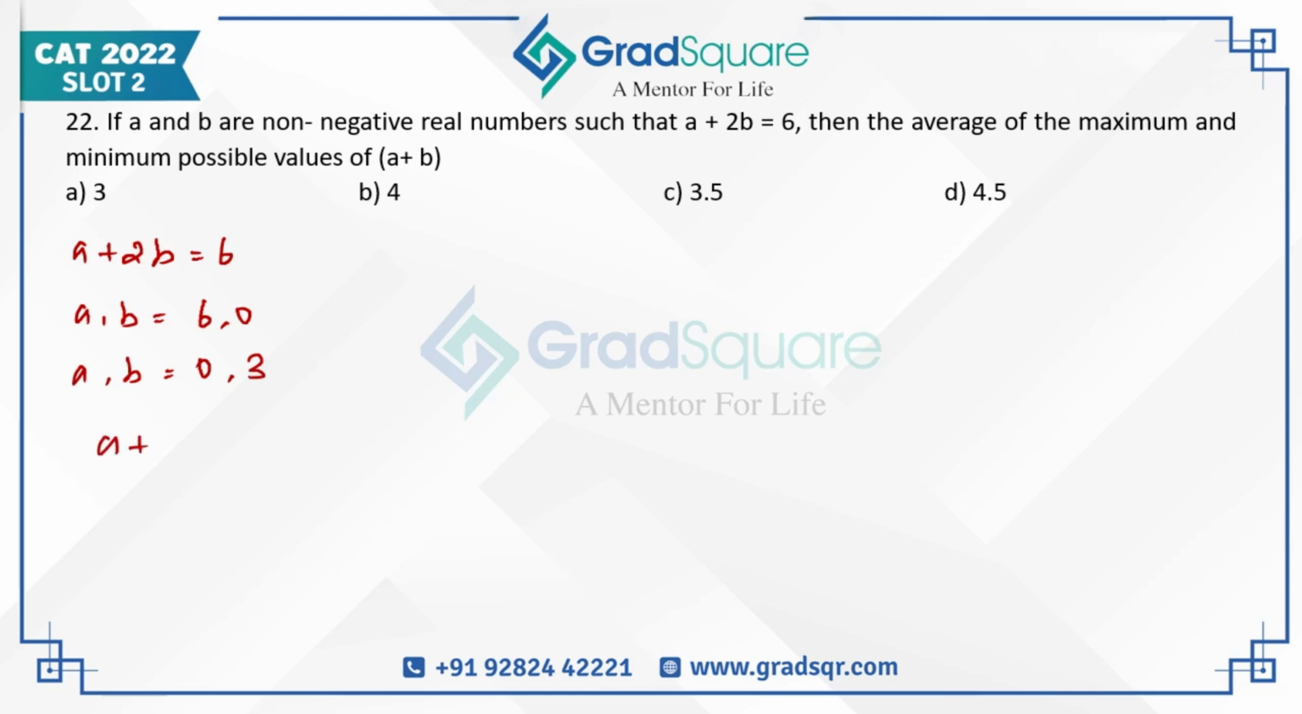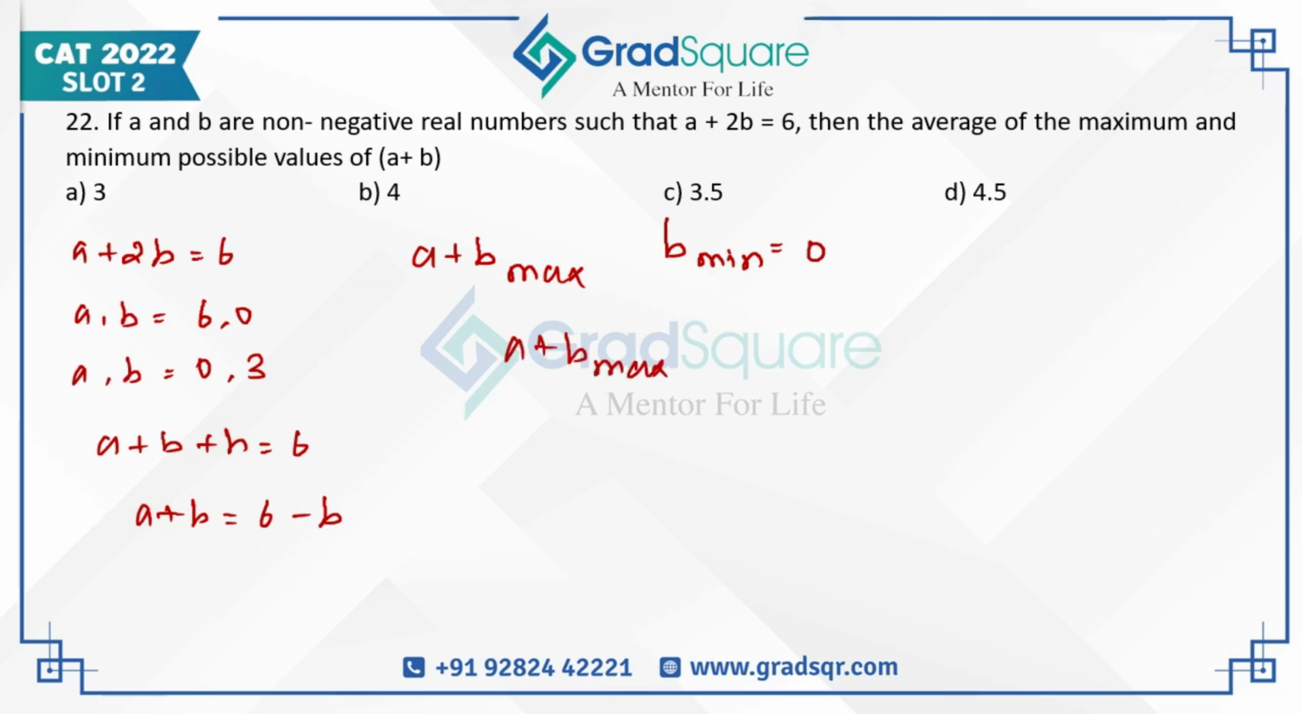And I can also write a + 2b as a + b + b = 6. That means a + b = 6 - b. So I can conclude that a + b will be maximum when b is minimum. So what is the minimum possible value of b? Which is 0. Then a + b max will become what?